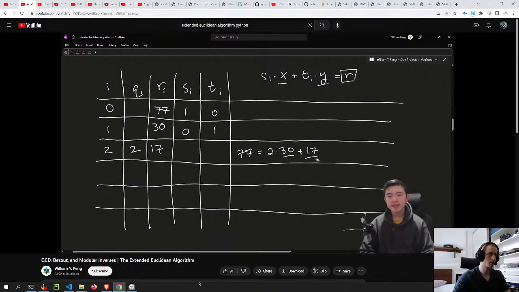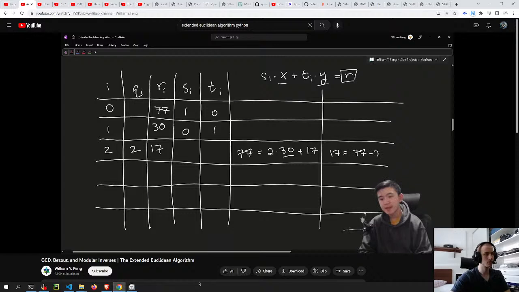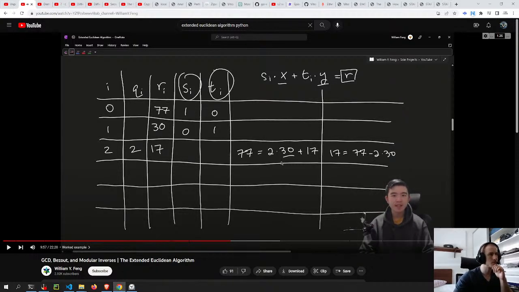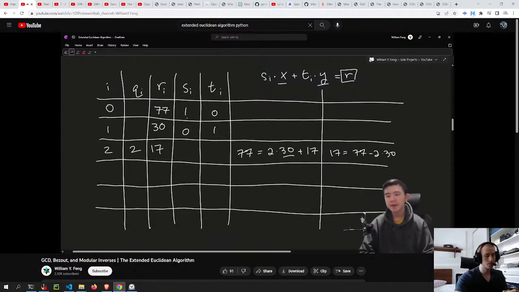Notice that 2 and 17 are the quotient and remainder for this step, respectively. Alternatively, we can write this as 17 equals 77 minus 2 times 30. So we can now fill in si and ti. Si is going to be the coefficient of 77 to produce a remainder of 17, and ti is going to be the coefficient of 30. Si in this case is going to be 1, and ti is going to be negative 2. Yeah, we can continue on.